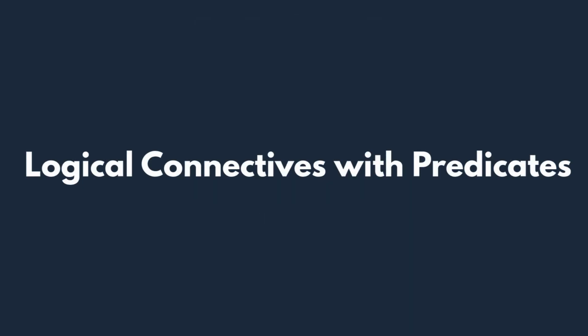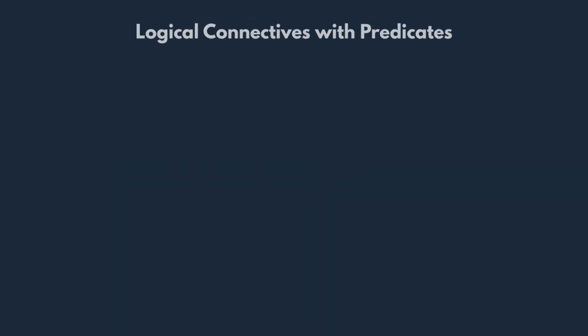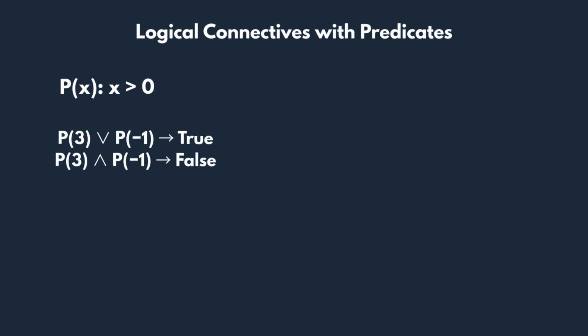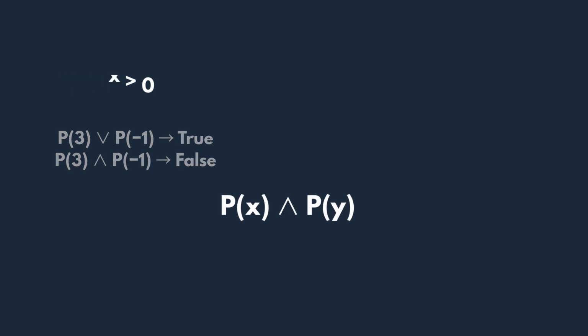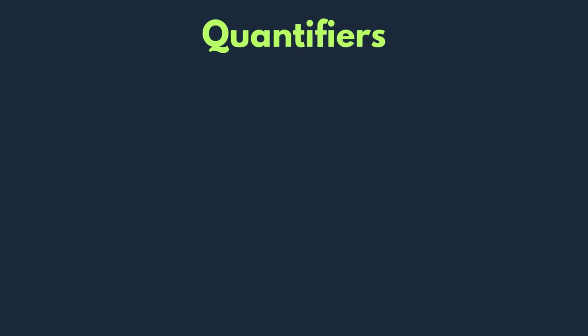Logical operators from propositional logic still apply. Let P(x) be x is greater than 0. So we can evaluate this. However, P(x) intersect P(y) is still not a proposition because x and y are free variables. To make it a proposition, we need quantifiers. Quantifiers tell us how many elements in the domain satisfy a predicate.